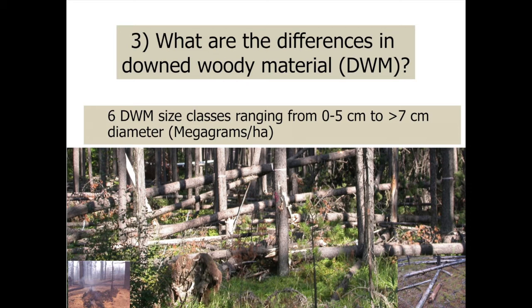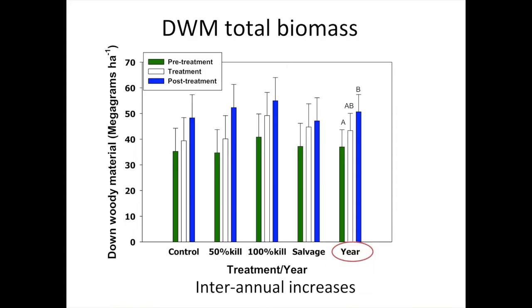So again, these are very much fire-dominated systems, and with mountain pine beetle coming in, shifting disturbance regimes, what are the impacts in terms of the fuels here? So again, another one of these graphs where we're looking at the pre-treatment year, treatment year, and post-treatment year. On the y-axis we have the downed woody material in megagrams per hectare, and again that gradient moving from control to salvage. But one thing you'll see here, an overall trend, is that across these 3 years you just see an increase in downed woody material across all the different treatments.